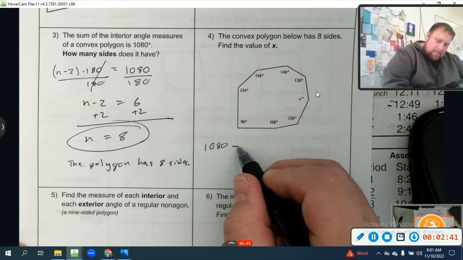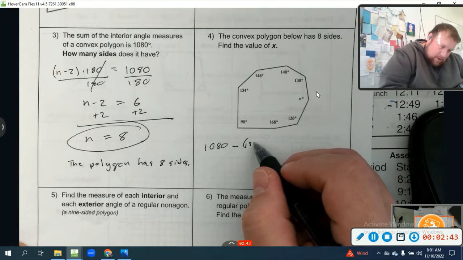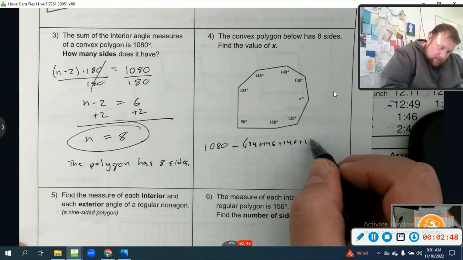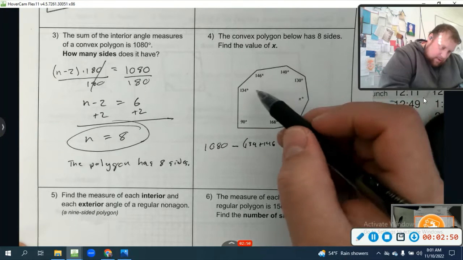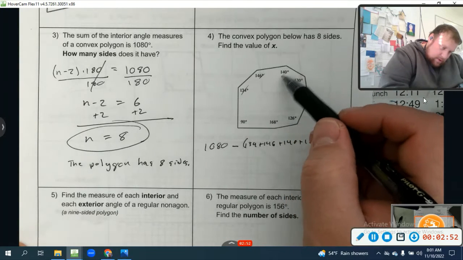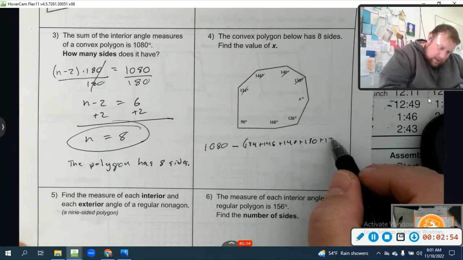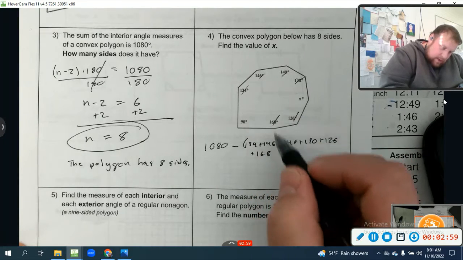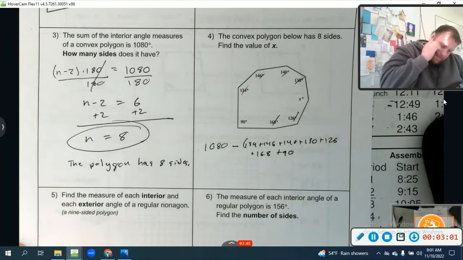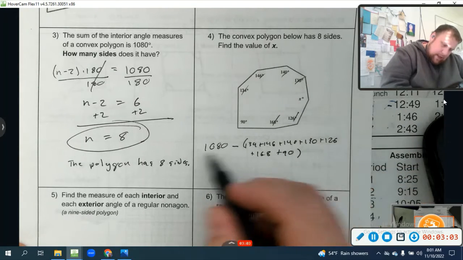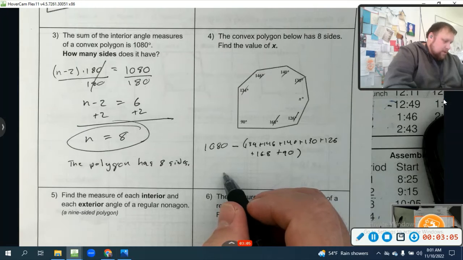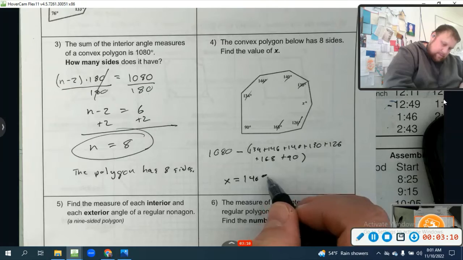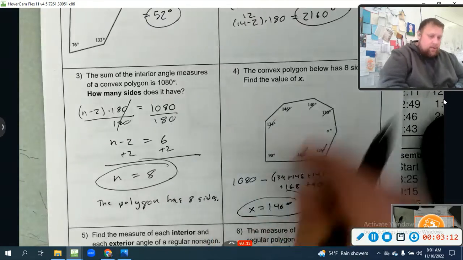1,080 minus 134 plus 146 plus 140 plus 130. So I've got 134, 146, 140, 130, go to 126, plus 168, plus 90. Boom. Add those together and subtract, and you get that x equals 146 degrees. Just knowing what you know.